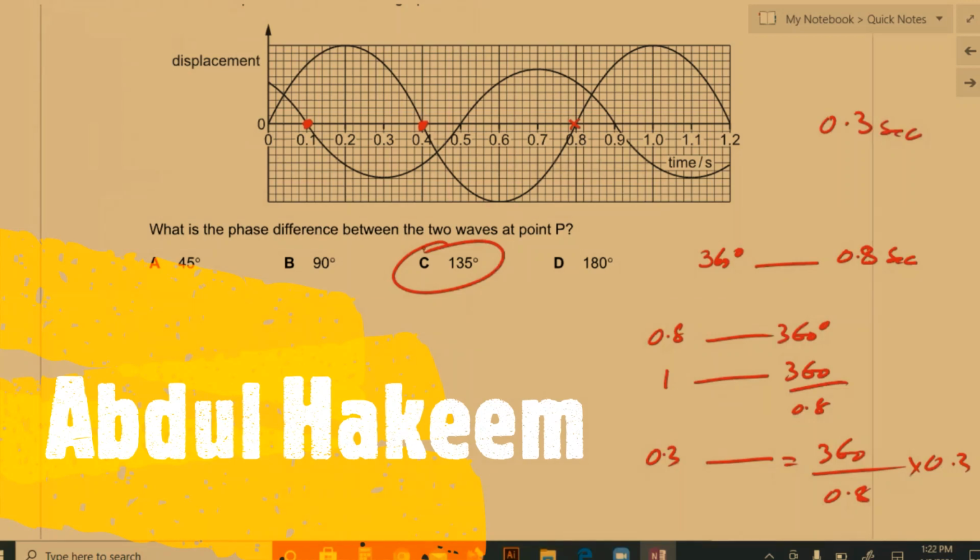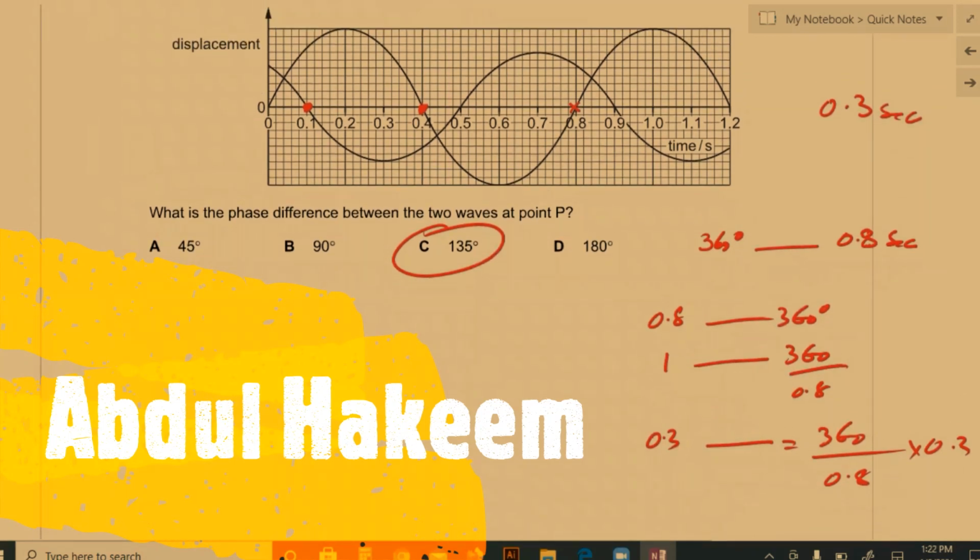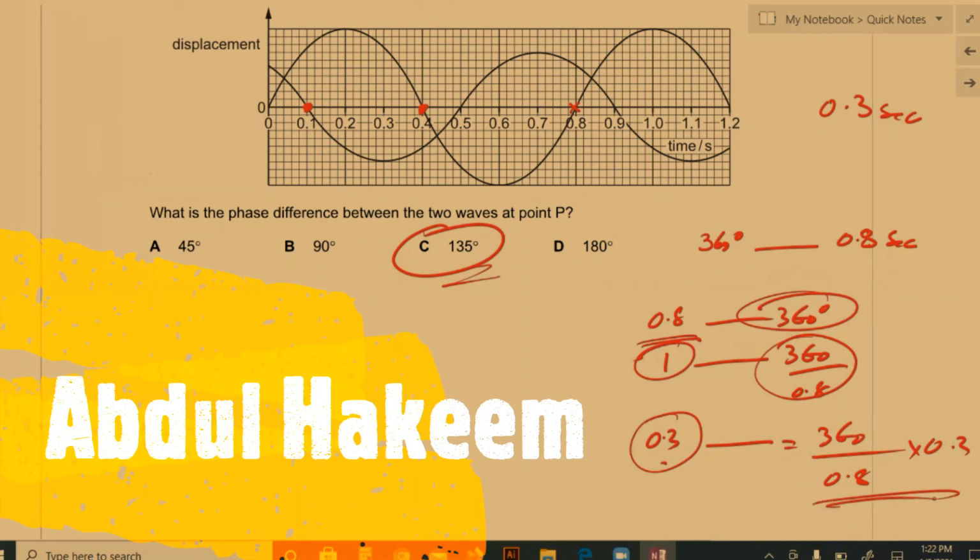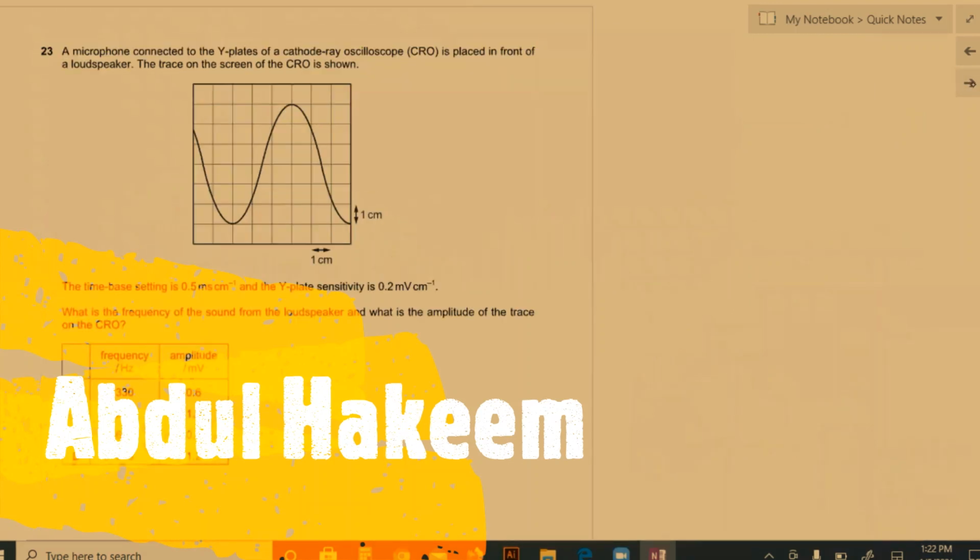So first we have to select the two similar points. One wave is completed in 0.8 second. So how many degrees are completed in 0.3 seconds? So 135. So 0.8 second, 360 degrees. So 1 second, 360 divided by 0.8, and in 0.3 second, which is the difference between the two waves, the answer will be 135.